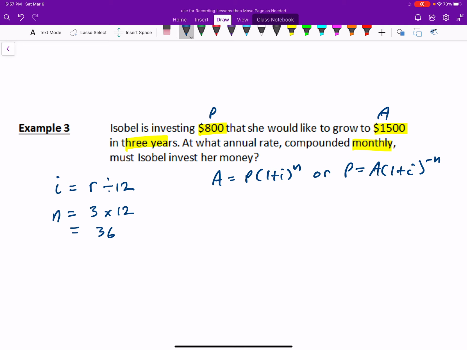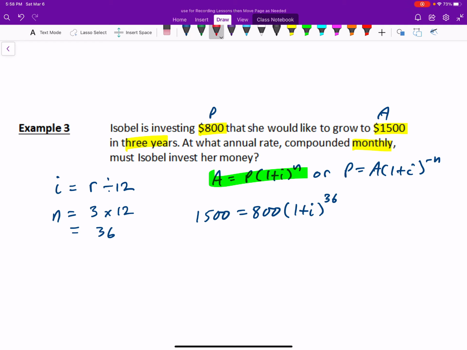Maybe I'll just use the straightforward compound interest one we learned last class because why not? Why make things more complicated with a negative exponent? So I will put 1,500 in for A. I will put 800 in for P. I've got 1 plus I, and I've got 36. I need to solve for I now.